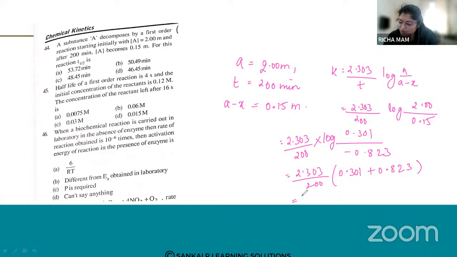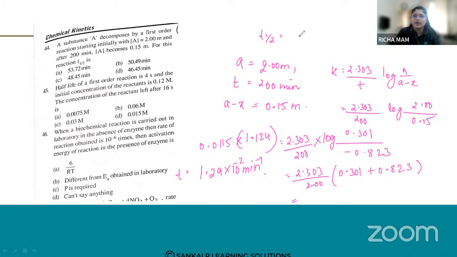So multiply 2.303 divided by 200. How much will it be? It will be 0.0115 into 0.301 plus 0.823, so it is 1.124. So it will be 0.0115 into 1.124. The answer you are going to get is 1.29 into 10 raised to minus 2 per minute. So this is K, which we need for the T half.